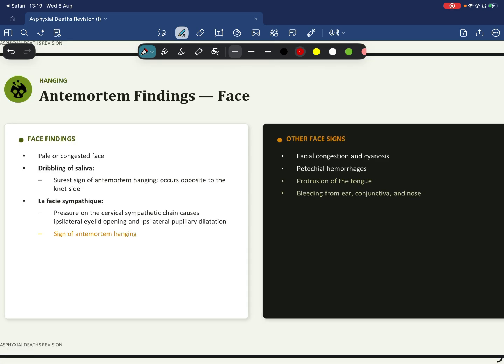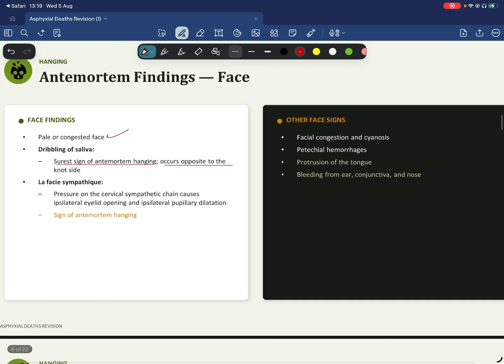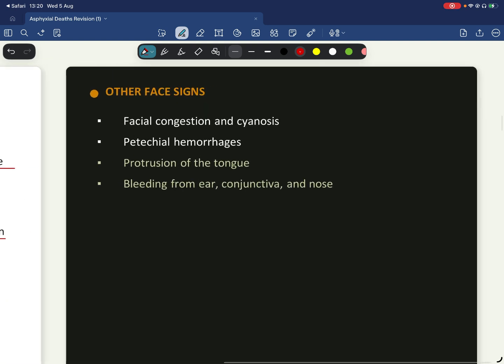Antemortem findings in hanging. Face: the face may be pale or congested. Dribbling of saliva is seen. This is the surest sign of antemortem hanging. It occurs on the opposite side of the knot. Lhermitte's sympathetic sign: this is pressure on the cervical sympathetic chain, which causes ipsilateral eyelid opening and ipsilateral pupillary dilatation. This is a sign of antemortem hanging. Other signs in the face are facial congestion, petechial hemorrhages, protrusion of the tongue, and bleeding from the ear, conjunctiva, and nose.